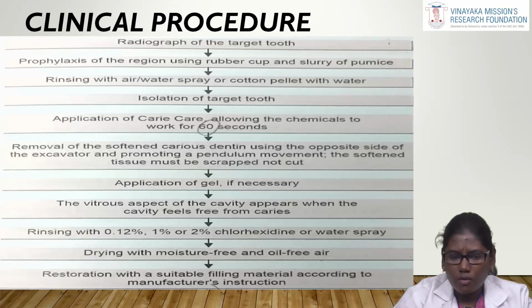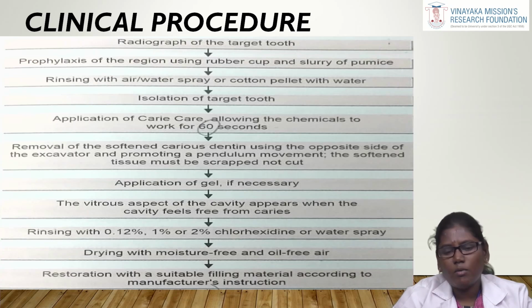Moving on to the clinical procedure of Carie, as seen before, first an initial radiograph is to be taken to rule out that no pulpal involvement is there on the tooth surface. Make sure it only involves the enamel and dentinal surfaces, followed by prophylaxis of the tooth surface in the particular region and rinsing with air or water spray and cotton pellet, or cotton pellet with water. Then proper isolation of the tooth surface should be done, followed by application of the Carie chemomechanical agent on the tooth surface, and the chemical is allowed to work for 60 seconds.